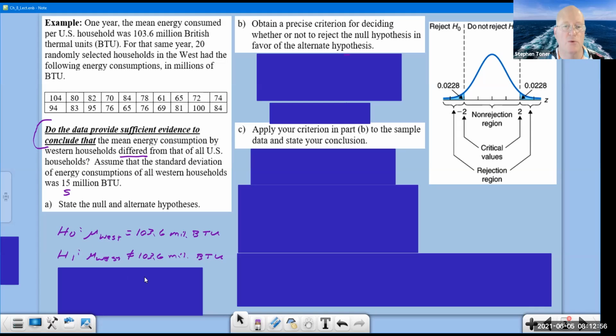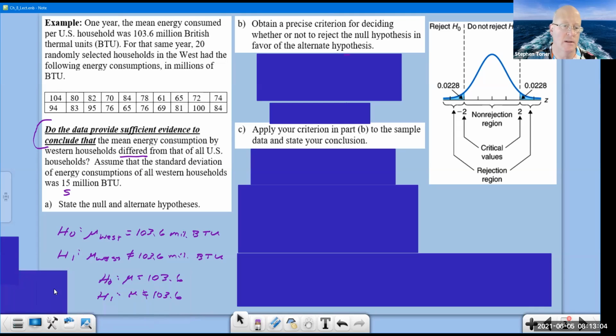Now, when you write this, I like to put a meaningful subscript in because it helps me with the context of the problem. You can get a little bit lazy and just say, oh, null and alternate, mean equals, mean not equal to, and go that route. But it helps to have the units there as well as a subscript to help you lock in your brain what you're actually talking about.